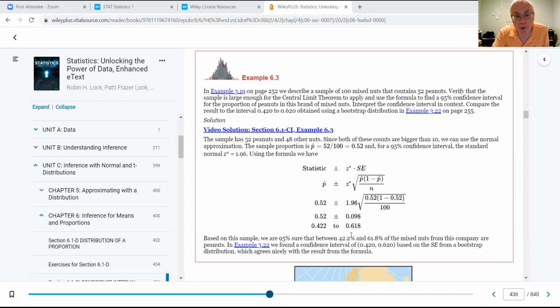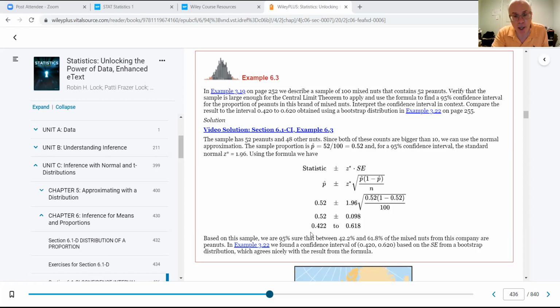So when we say we're 95% sure, what we're really saying is we're hoping that this particular interval here that we're seeing, 42.2% to 61.8% of peanuts, is one of those 95% of intervals that do contain the true population, right?